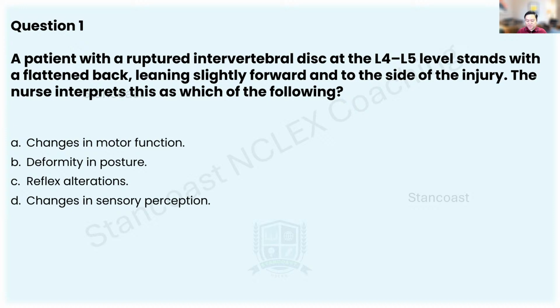Let me reread the question. A patient with a ruptured intervertebral disc at the L4, L5 level stands with a flattened back, leaning slightly forward and to the side of the injury. The nurse interprets this as which of the following? Is it A, changes in motor function, B, deformity in posture, C, reflex alterations, or D, changes in sensory perception?